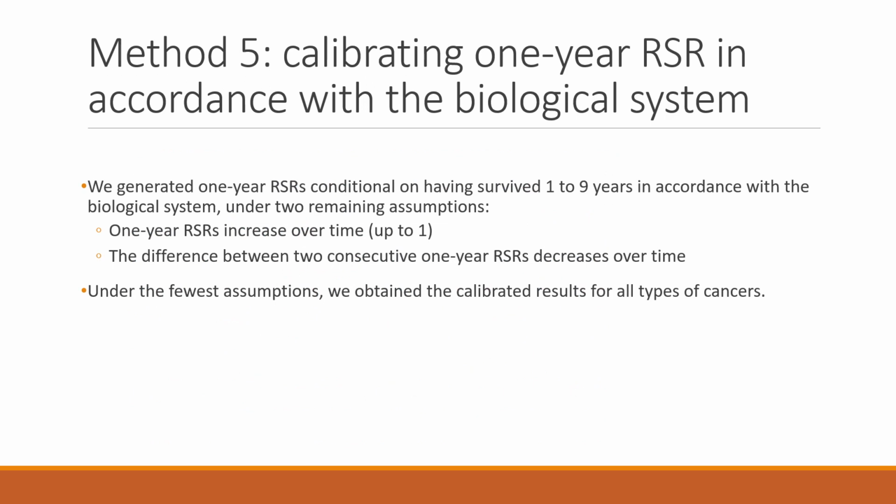Method 5. We released the assumptions for applying adjustment factors. Then, we generated 1-year relative survival ratios conditional on having survived 1 to 9 years in accordance with the biological system. Under 2 remaining assumptions, 1-year relative survival ratios increase over time, up to 1, and the difference between 2 consecutive 1-year relative survival ratios decreases over time. We used the same acceptance criteria as that in Method 2, and randomly selected up to 1,000 calibrated 1-year relative survival ratios sets for each cancer.